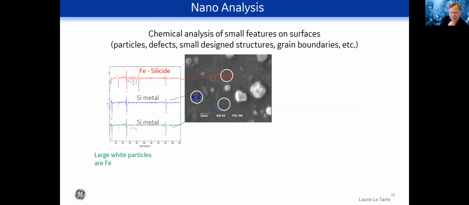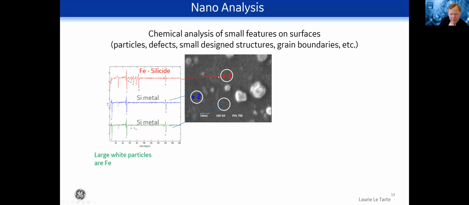So the first example for Auger analysis is a substrate where these particles were present. Right away, the first thing that we do is we go in and collect spectra. We see there are differences. In regions 2 and 3, we're getting a spectrum that's characteristic of the silicon metal. These larger particles are iron rich.